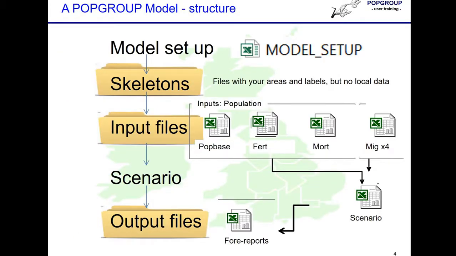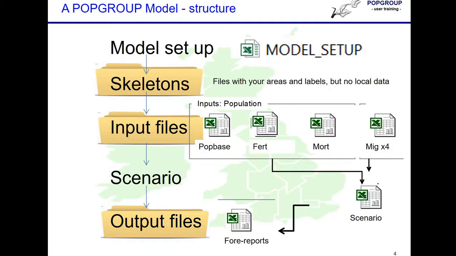POPGROUP is based on Excel, and it has a standard file setup procedure to run a population projection, which starts off with what's known as a model setup file. This model setup file specifies the population groups for which you're producing projections. These population groups may be areas, so it could be Edinburgh and East Dunbartonshire, but equally it could be population groups based on characteristics such as ethnicity. For example, we could produce projections for different ethnic groups.